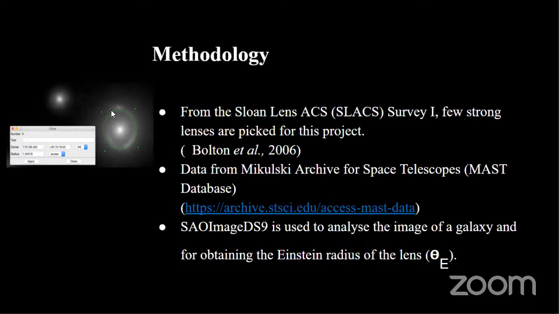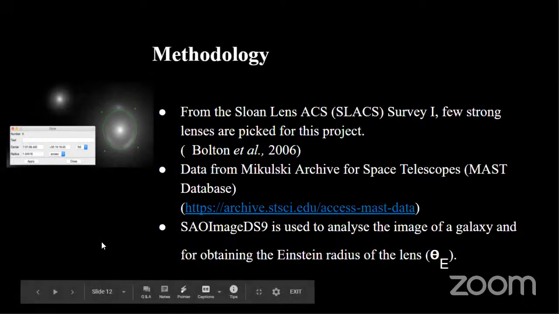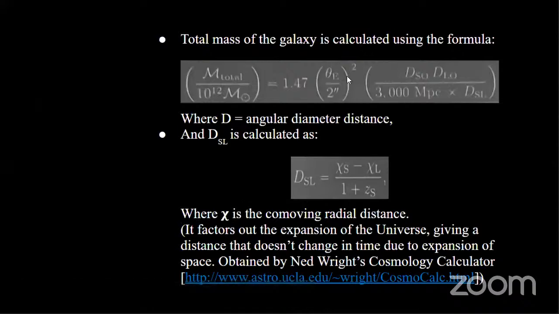So when we calculate the Einstein ring, we record the radius, which is in arc seconds, called the Einstein radius. This Einstein radius is used in this formula to calculate total mass. You can see these are the values, and these D values are called angular diameter distance. Angular diameter distance is nothing but the ratio of the galaxy's physical diameter to the galaxy's angular diameter.